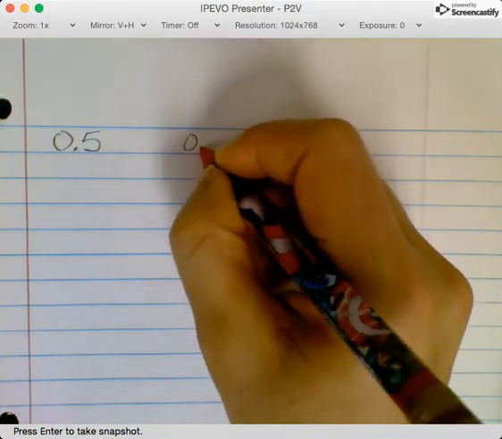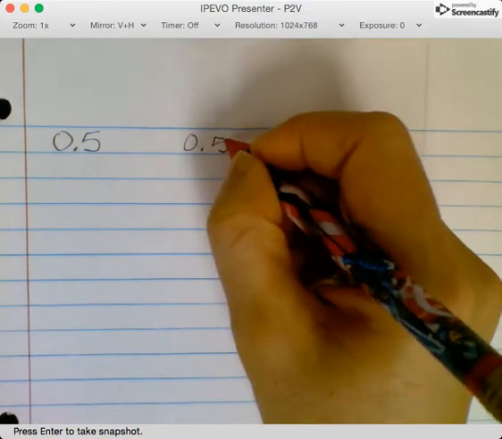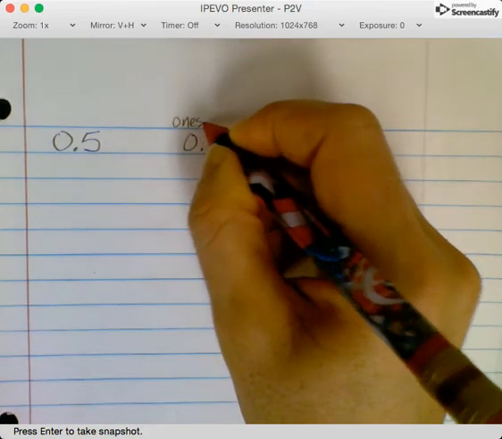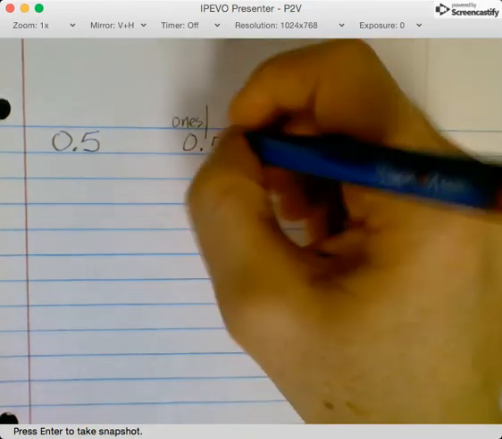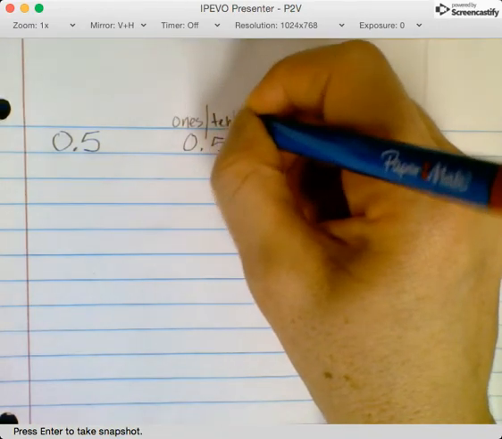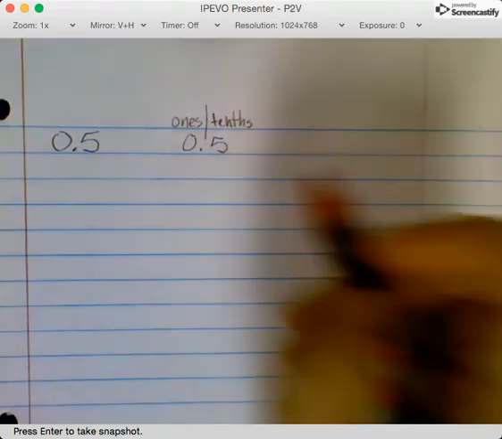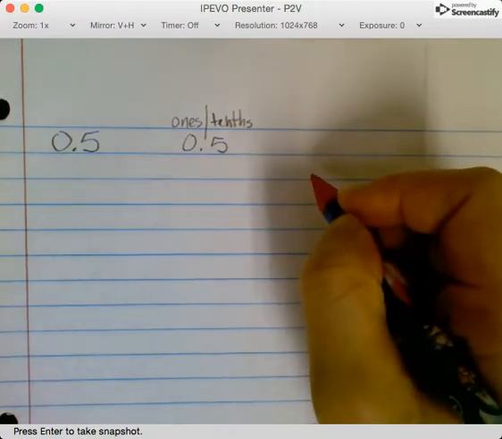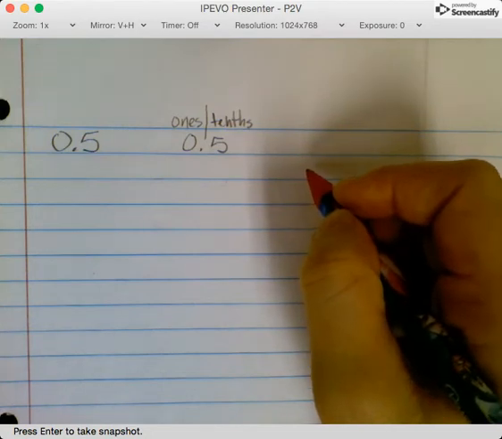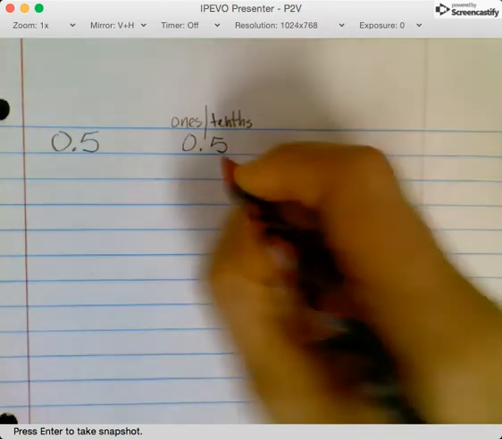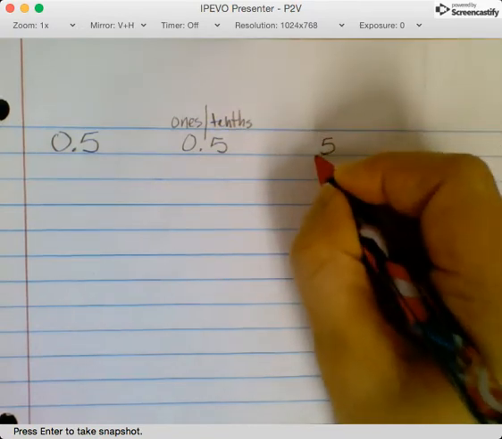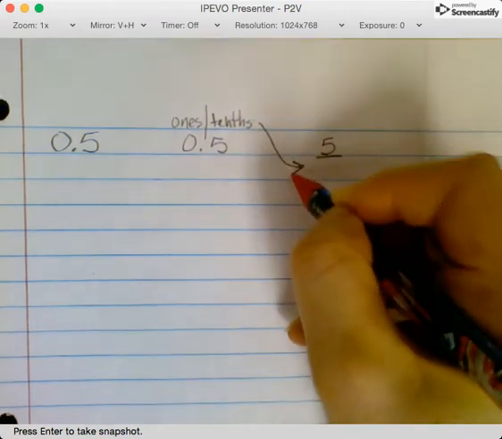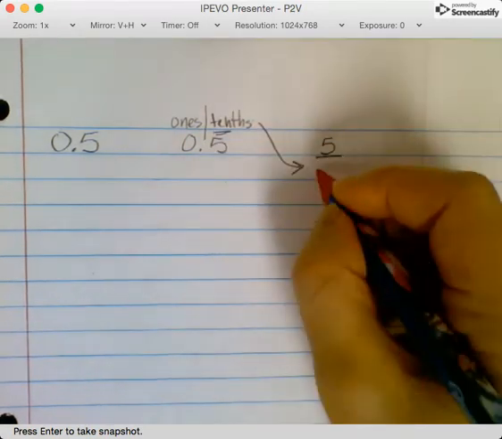if we look at the place value, the 0 is in the ones place, and then we have our decimal, and the 5 is in the tenths place. So we know, looking at that, my 5 is actually, whenever I change it to a fraction, going to be on the top of my fraction, and it's in the tenths place, so that tells me the number 10 is going to be on the bottom.